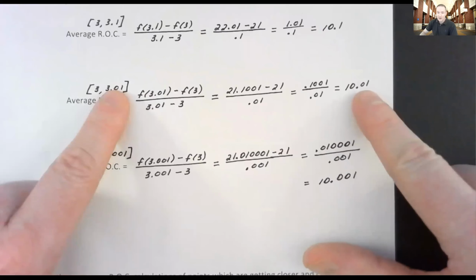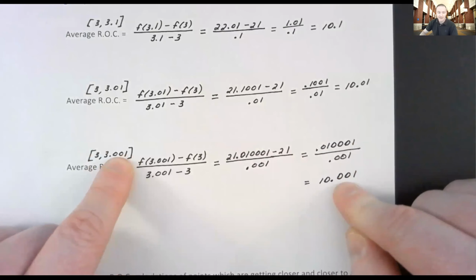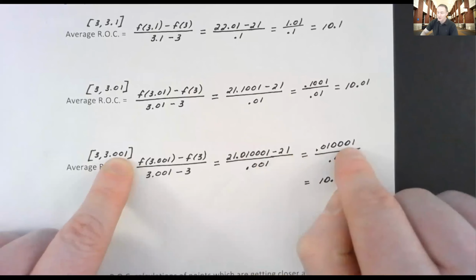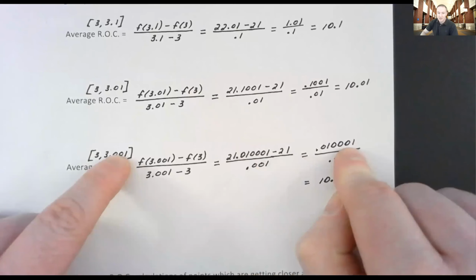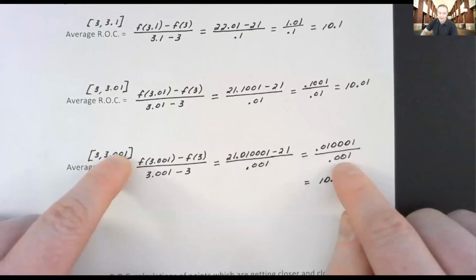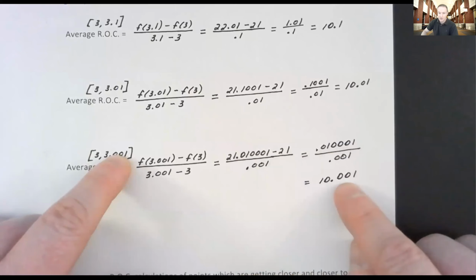Well, now I want to try to get even more accurate. What's the slope of the secant line connecting 3 and 3.001? That's the position at 3.001 minus the position at 3, which is only a change of 0.010001 units. When you divide that by 1/1000th, we're going to get 10.001.